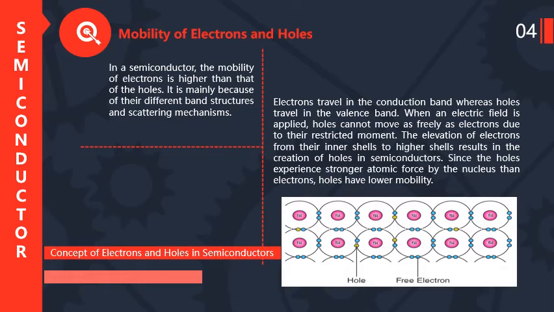So this is the concept of electrons and holes in semiconductor material. You can see the diagram. This is the diagram of the silicon. You can see blue dots represent the free electrons and yellow dots in the diagram represent holes. Holes are positively charged and electrons are negatively charged.